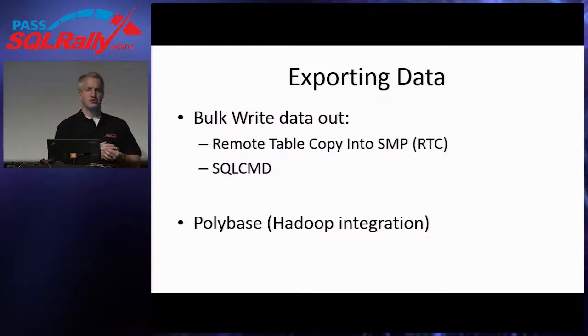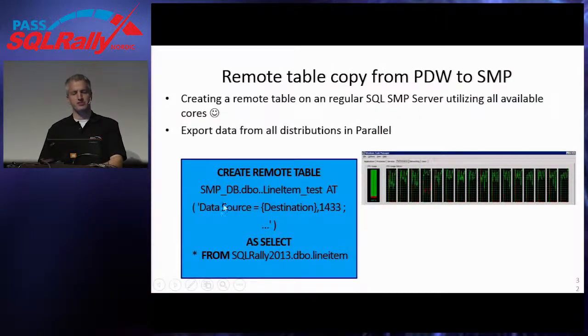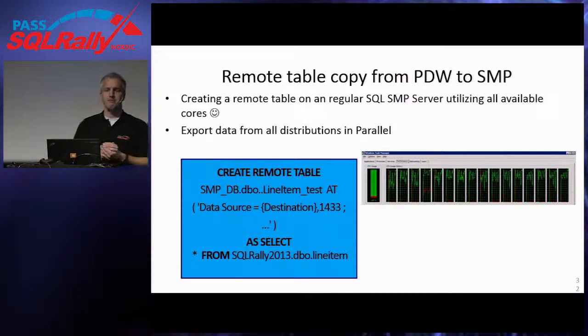That feature is called remote table copy. Basically, if you say create remote table, you specify the SQL Server destination. You have to provide the data source, the destination, and if you want a port number, and then you specify the data that you would like to export, like select star from SQL Rally line item. So what happens in the background is each distribution will be copied out in parallel to this SQL Server machine.